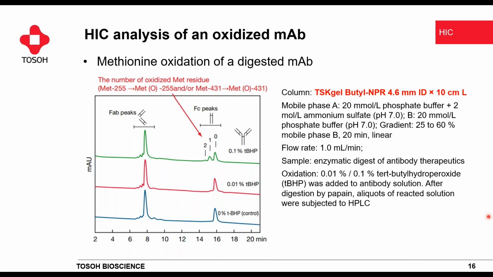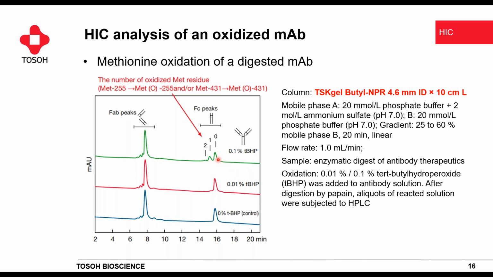So in general, the more TBHP we are adding, the higher the amount of methionine residues that are oxidized. The blue line shows the chromatogram where no TBHP has been added. So you have two peaks. You have your Fab fragment peak that elutes first, and later you get your Fc part. As I told you, it has a higher hydrophobicity. And then when you're adding 0.1% TBHP, the green line, you see that the second peak at 16 minutes is splitting into three peaks. I mean, the third is a bit small, but yeah.